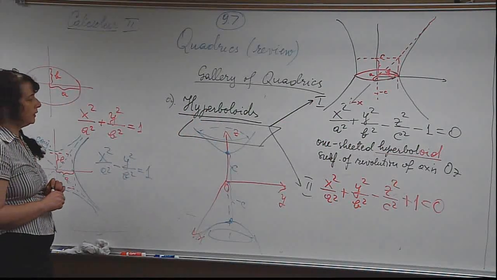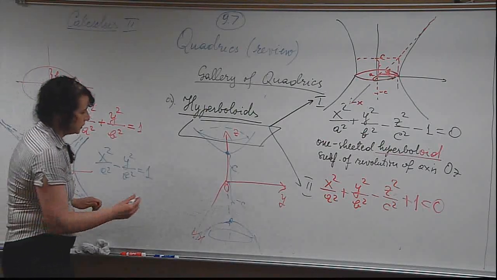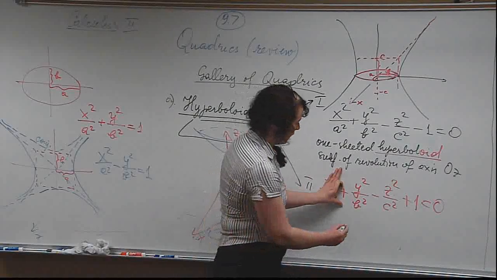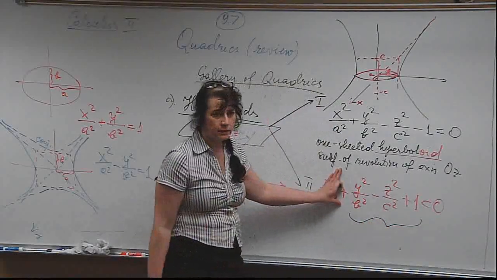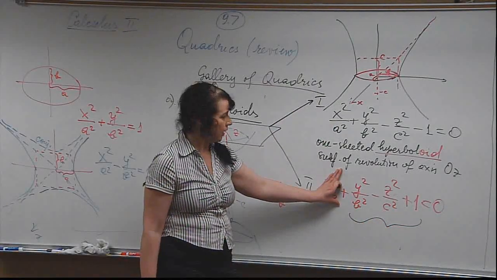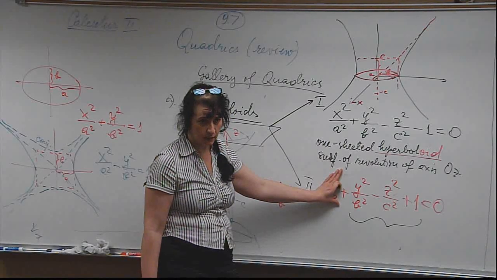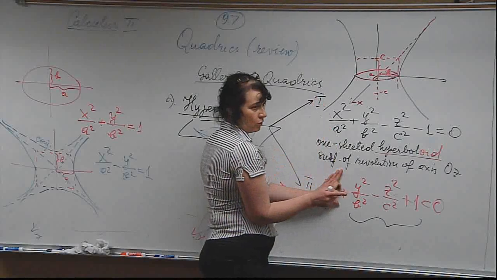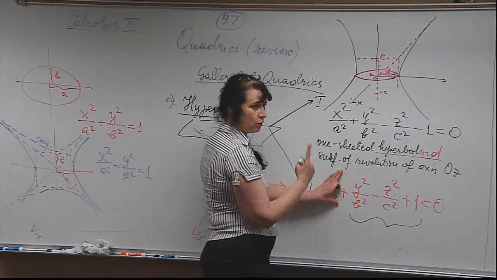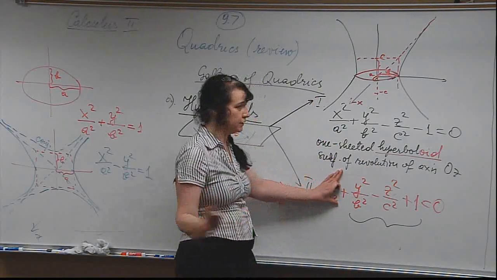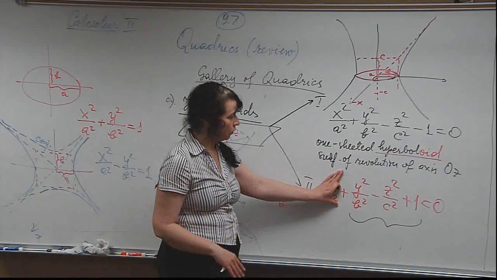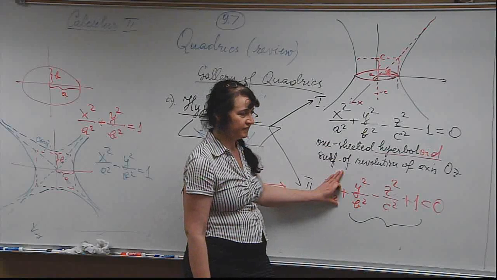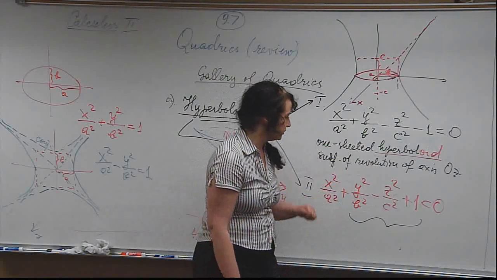And finally, what if I take x to be 0? I'm in the plane of the board. I hide the x, I get this. What is this? A hyperbola in the plane of the board, which is yz. y is going this way, z is going up. x doesn't exist anymore. So what kind of hyperbola is this?